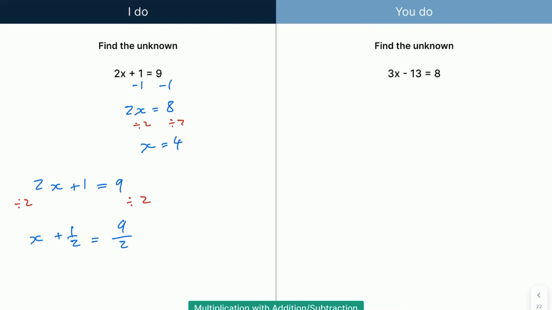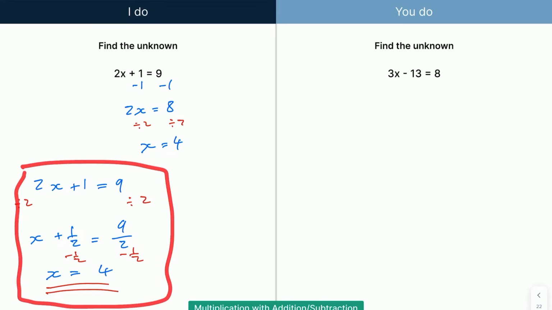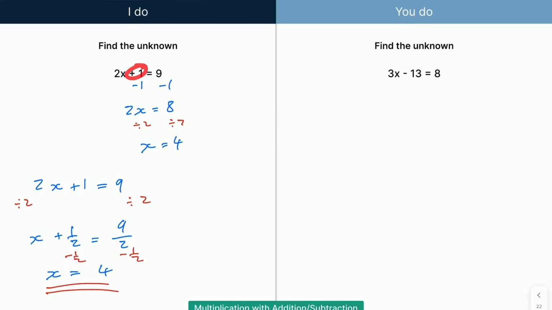Okay, now that is key to note here, because if you don't get that right, you will get this question wrong. So now that we've got this, we have x is equal to 4, because if I subtract a half from each side to get rid of this half to get the x on its own, I end up with the same answer. But you can see that this way is a little bit messier. It's easier if we just start by getting rid of the plus 1.